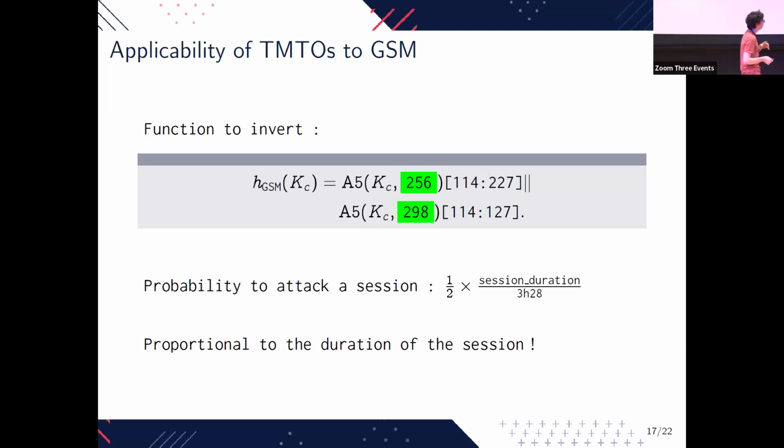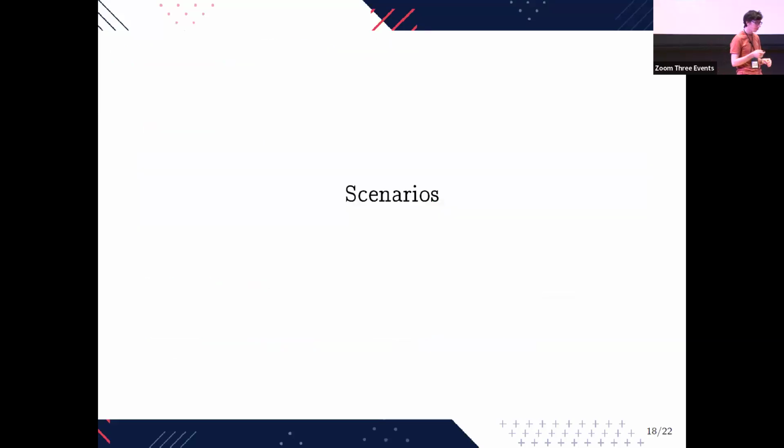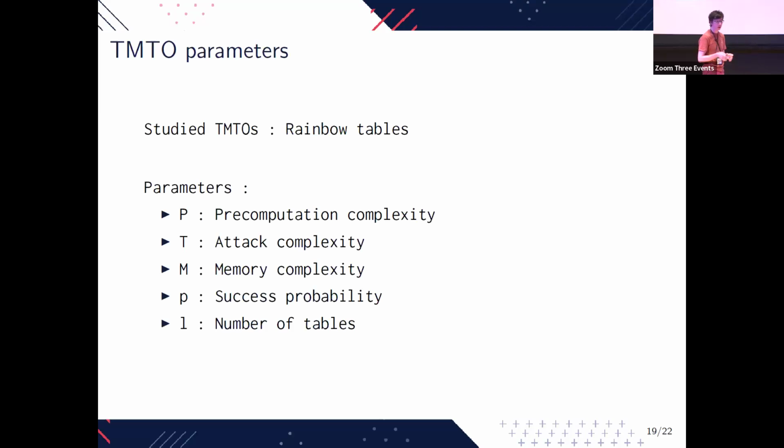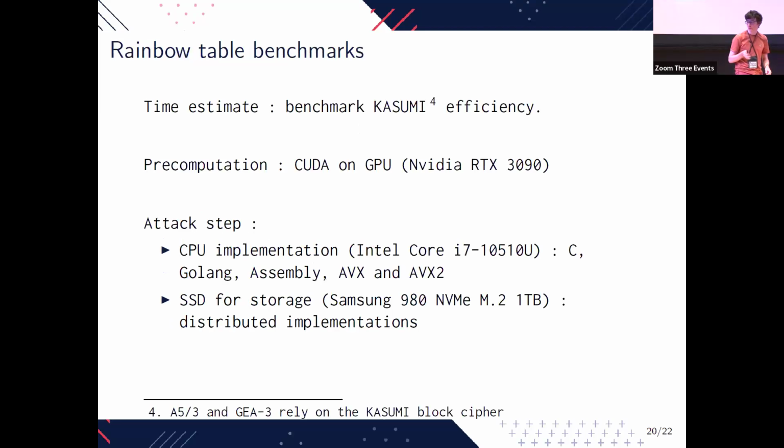And so the probability to successfully attack a GSM session is directly proportional to the session length. GSM is being used to transmit calls, so basically it's proportional to the call length. And now we'll end up with a few numbers. The time-memory trade-offs that are studied here are rainbow tables. And so the parameters that we are studying are the pre-computation complexity, the memory that is required, the complexity of the attack step, so how much time does it take to try to decrypt a session, the success probability, of course, and the number of tables.